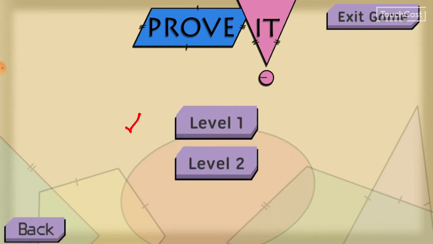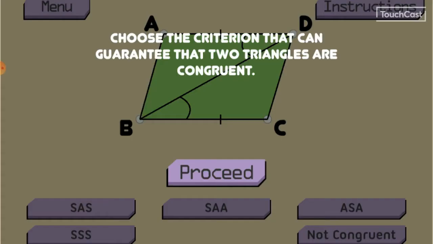Upon clicking, there are two levels. Triangle congruence level 1 dwells on the basic triangle congruence postulates and their visual representations. So let's try level 1. Upon initialization, the app presents tasks that require students to choose the triangle congruence postulate or theorem that guarantees that the two triangles presented are congruent. So let's proceed.